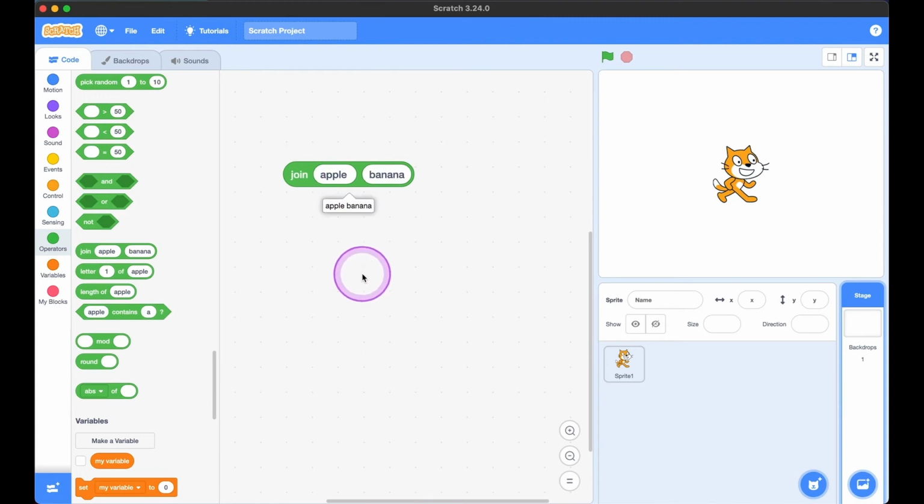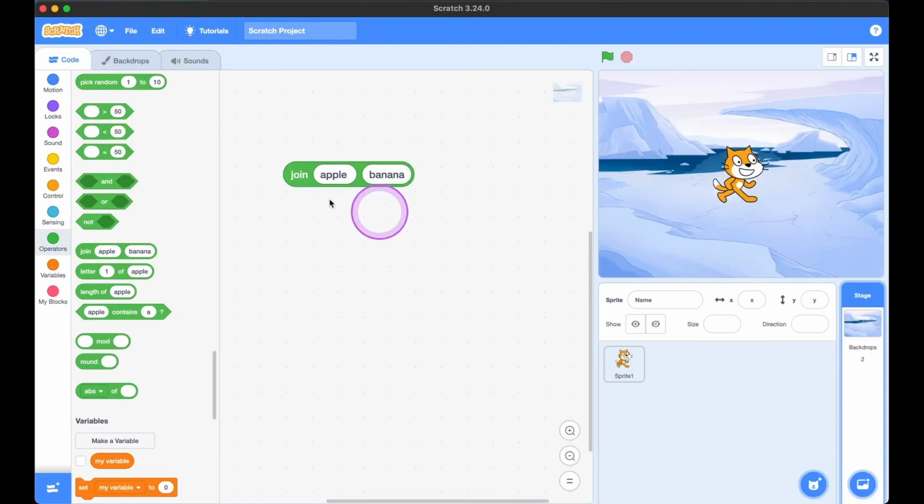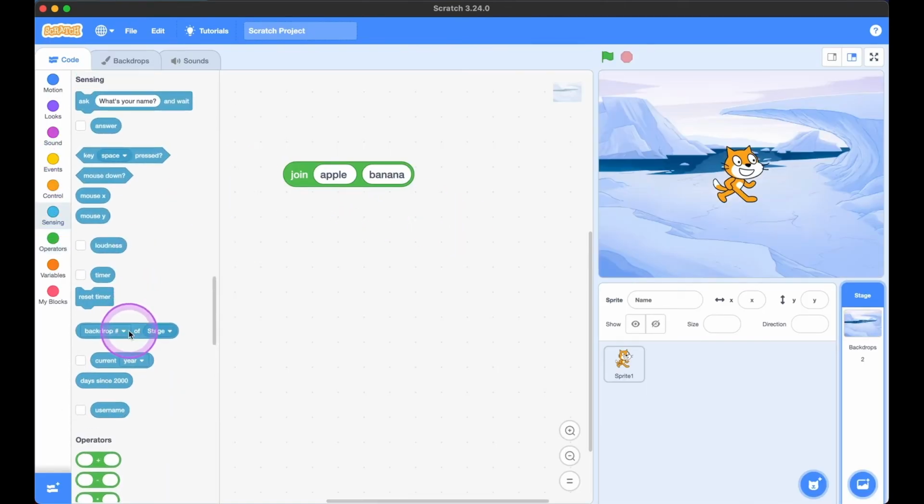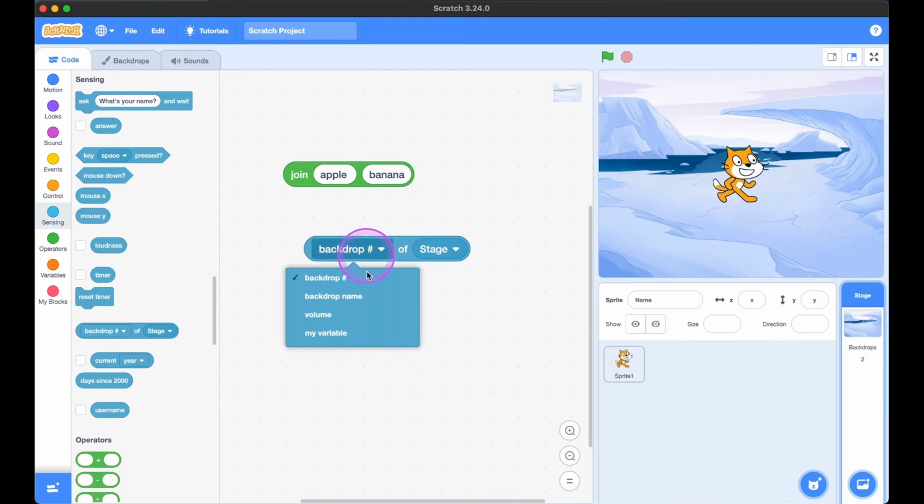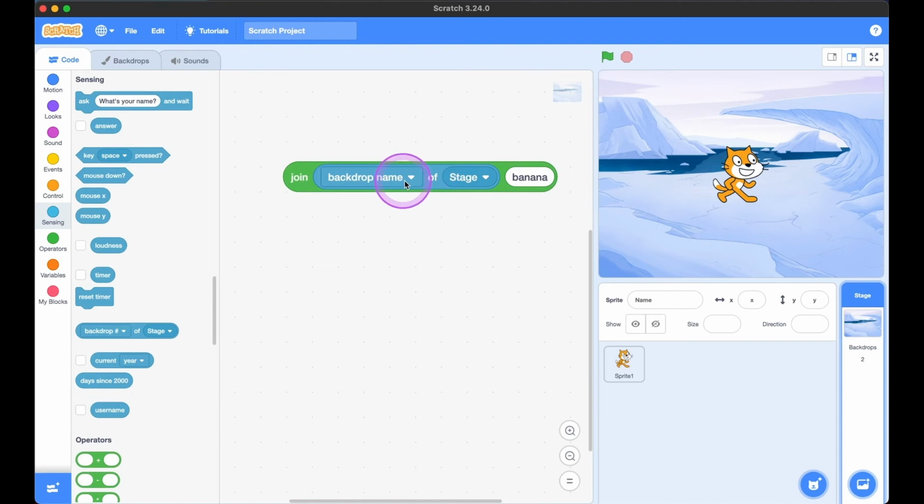This one literally combines the two words, apple, banana. So if we bring in another backdrop, and we bring in this one, and change it to backdrop name, the answer it gives is Arctic. So if we plug in that and say, also join it with background, the final answer would be Arctic background because we added the name Arctic and background together.